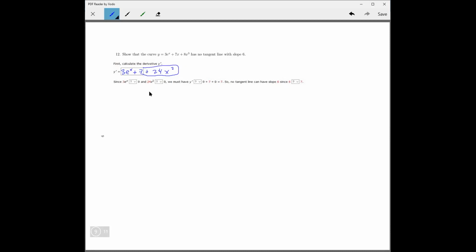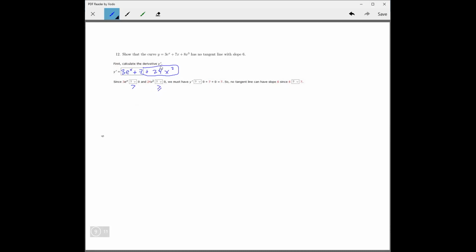Okay, now here 3e to the x is always greater than 0, right? Because e to the x is always taking a positive number raised to a power. Even if you're raising it to a negative power, it's still going to be a positive number, because raising it to a negative power just means 1 over it raised to the corresponding positive power. This is also greater than or equal to 0 always.